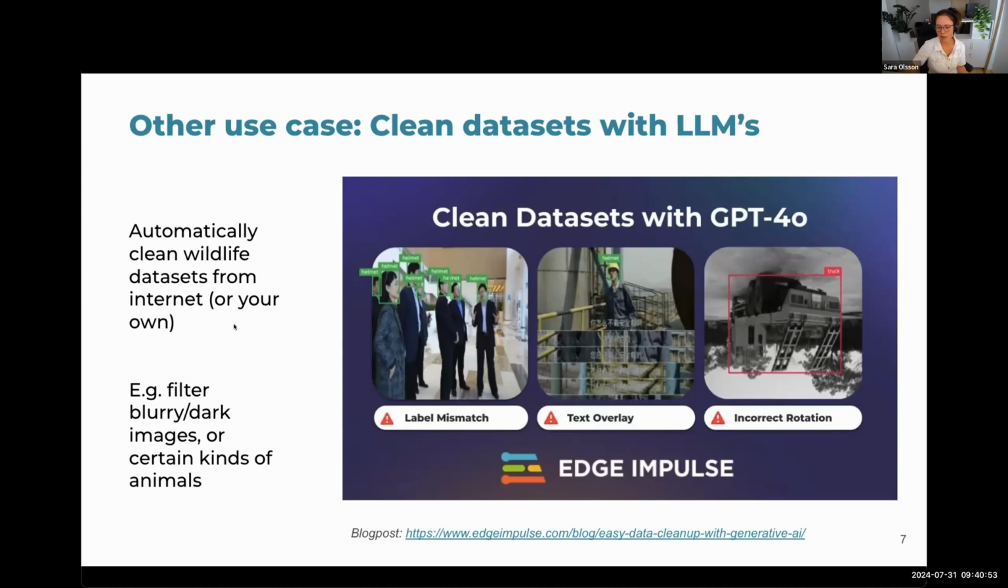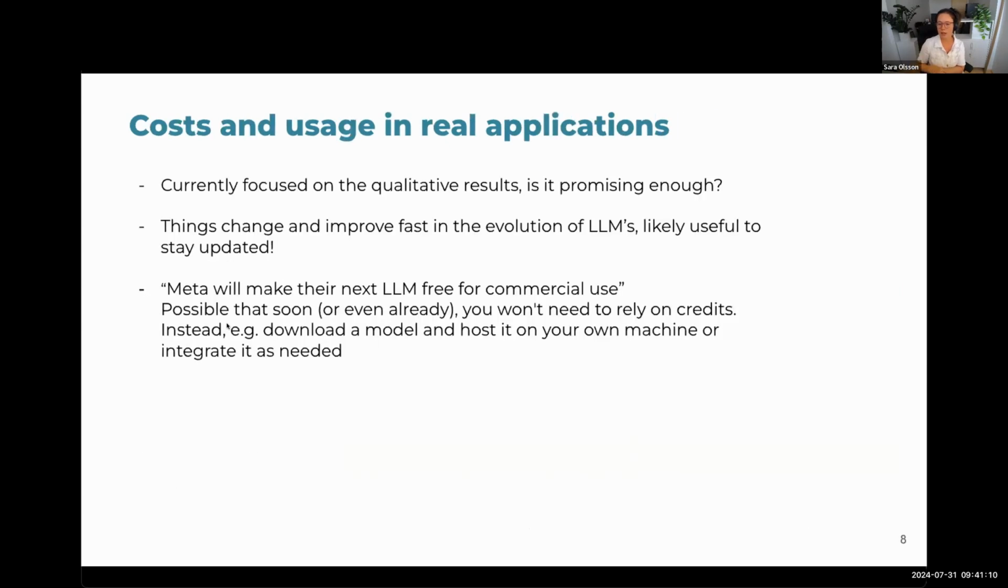So I imagine this could be useful if you scrape the internet for images of a certain species, for example, or if you want to do something specific like filter out any blurry or dark images using these kinds of technologies. And some comments about costs, and whether this is really useful in real applications.